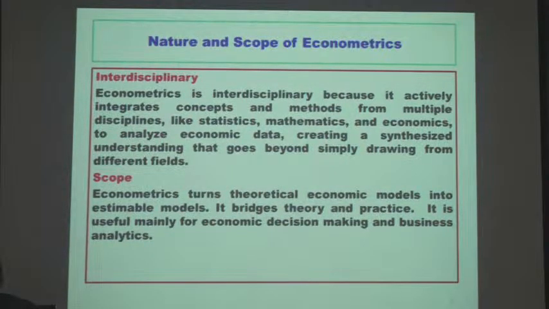Now we discuss the scope of econometrics. Econometrics is generally used to turn theoretical economic models into estimable models. We use econometrics to estimate the models. It bridges theory and practice. It is useful mainly for economic decision making and business analytics. By having an understanding of econometrics, we can better analyze the business aspects. This is used for business analytics and economic decision making.